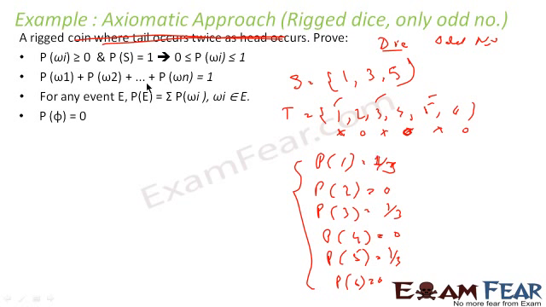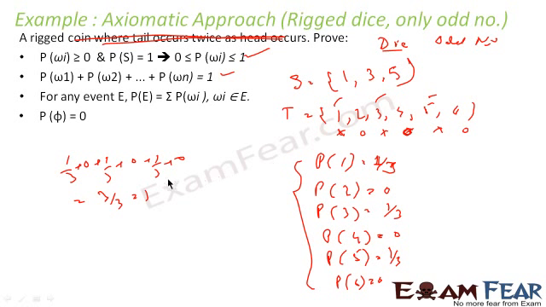Now let's prove that every probability is greater than or equal to 0 and less than or equal to 1. We know that all these are greater than or equal to 0 and less than 1, so this is proved. Now the sum of all these should be 1. Let's add all this: 1 by 3 plus 0 plus 1 by 3 plus 0 plus 1 by 3 plus 0. If you add this, it becomes 3 by 3, which is equal to 1. This is also proven.